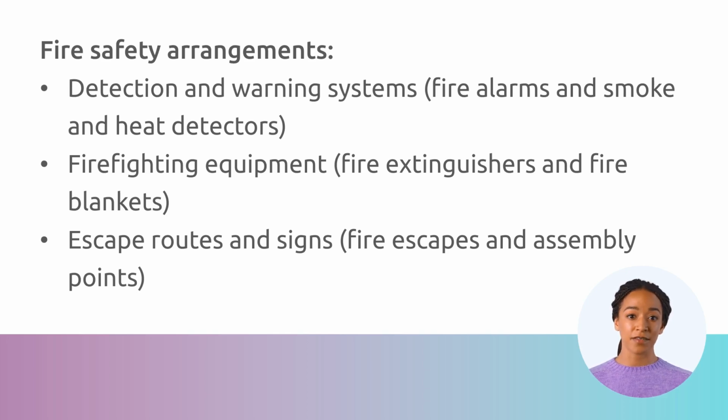Firefighting equipment. These are often fire extinguishers and fire blankets. Firefighting equipment should only be used on small fires that have not yet got out of control. If a fire is spreading, then the priority should be to escape and help others to escape, not to fight it. Escape routes and signs. Clear escape routes to a safe assembly point outside the building should be identified and clearly labelled and signed.